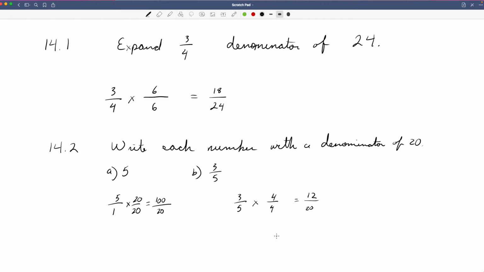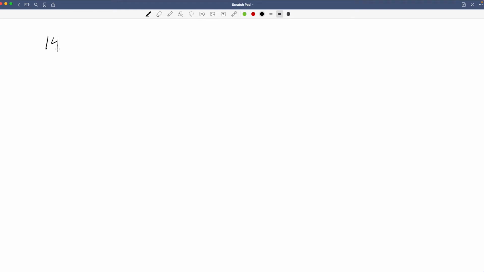Okay? All right, so let's look at a couple of practice problems that reduce fractions. So 14.3, we're going to reduce 30 over 45 to lowest terms.